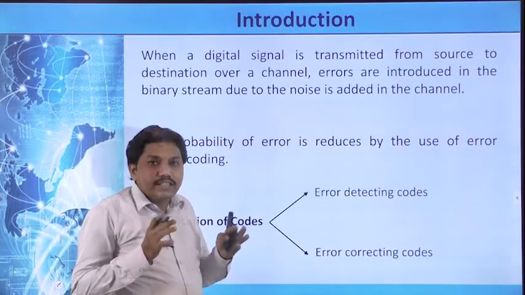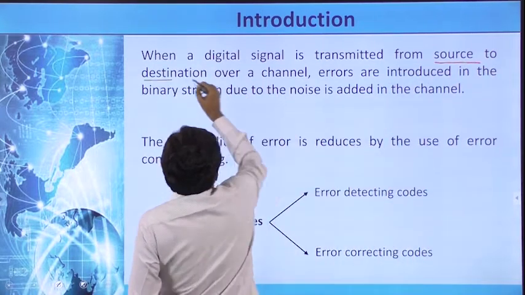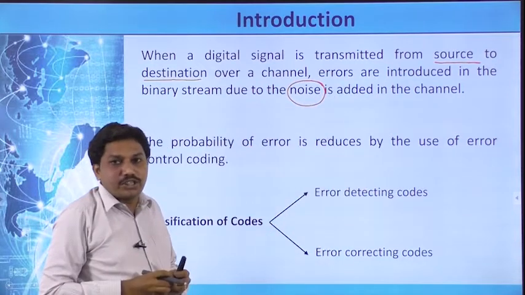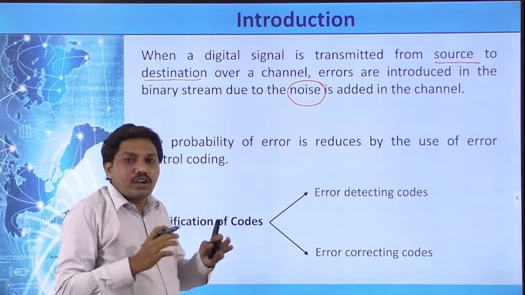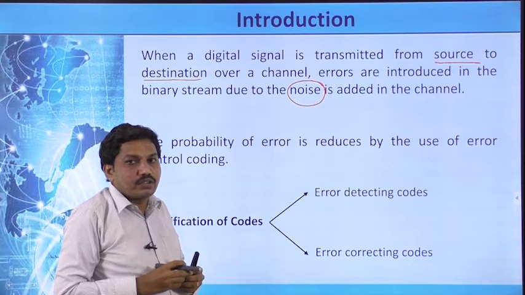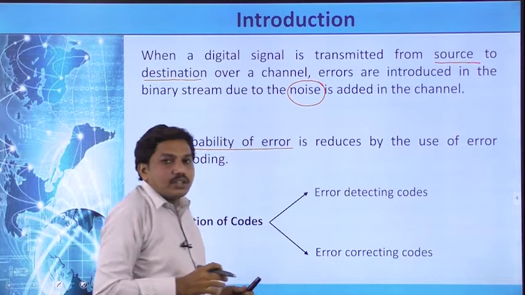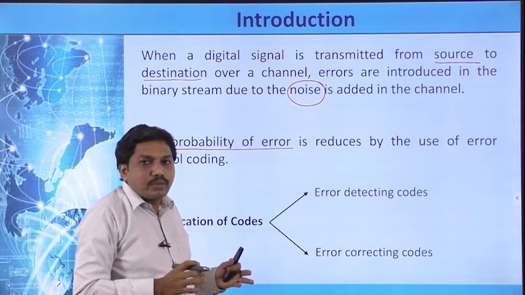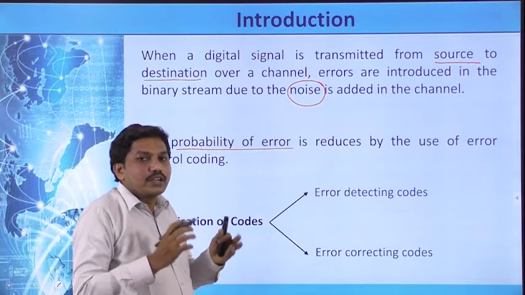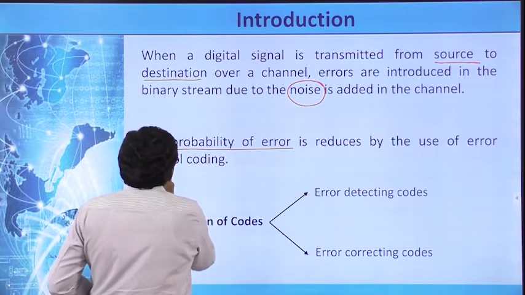When a digital signal is transmitted from source to destination, due to the presence of noise in the channel, we can get errors in the information bits, right? So how to reduce those errors? The errors are reduced by using the techniques which are called error control coding.